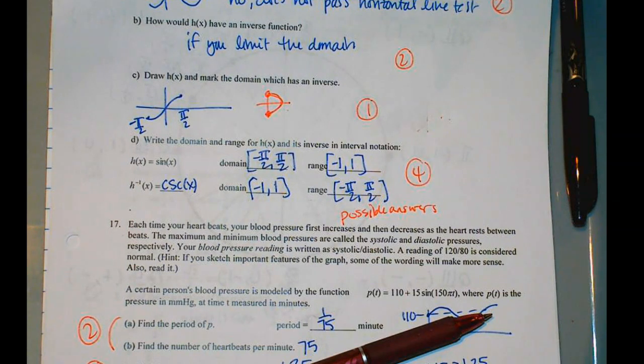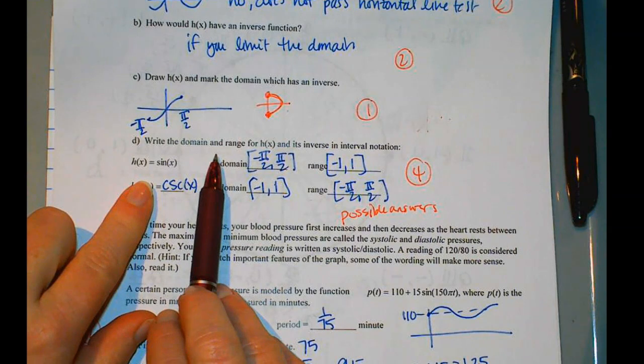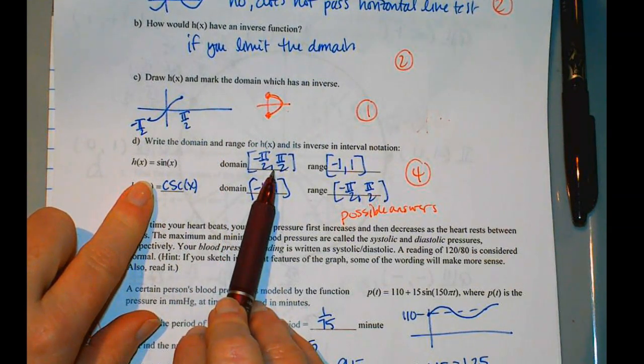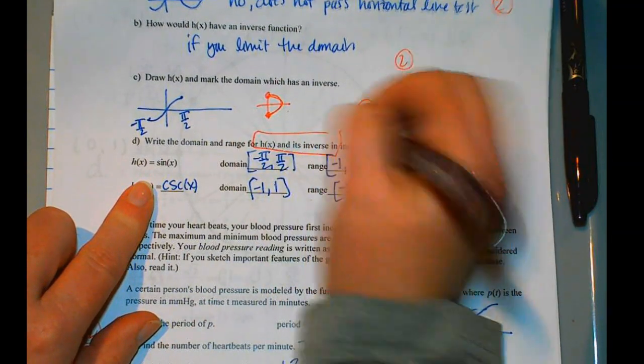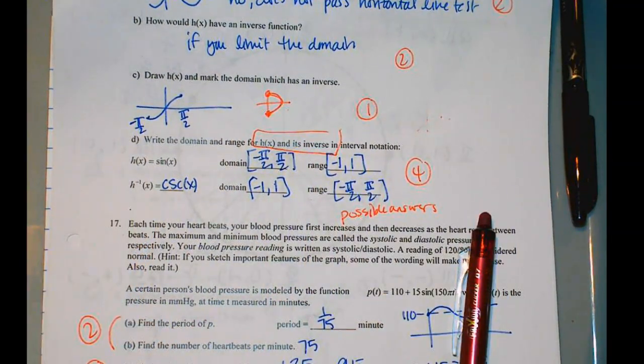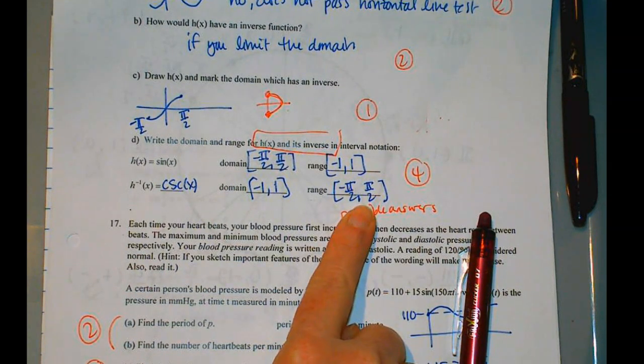I don't think I took off 4 points for this. I was looking for you to write the domain limited here because to have an inverse, it had to have a limited domain. I didn't count off if you told me negative infinity to infinity because you're just not there yet in the trig stuff. But if you told me infinity here, you're wrong.